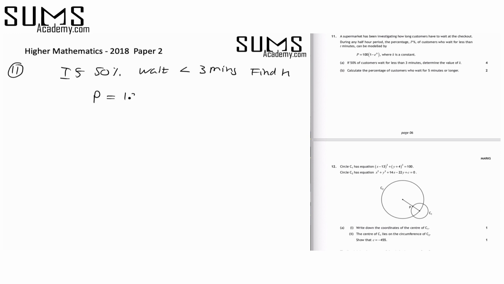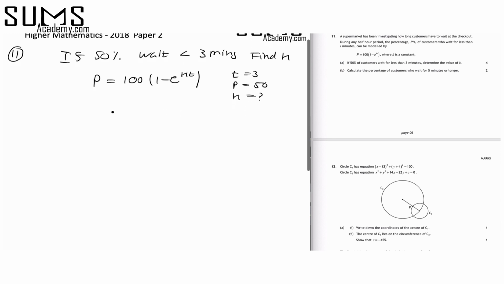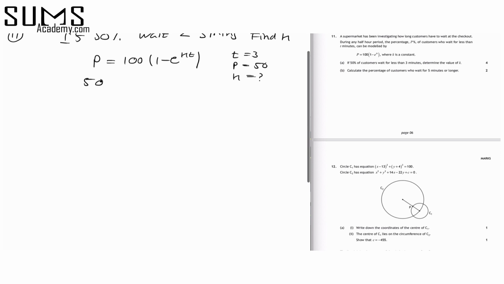So I'll write out the proper expression first. P equals 100(1 minus e^kt). So we want to know when t equals 3 and P equals 50, and k we don't know. So 50 equals 100(1 minus e to the k times 3). So 50 over 100 is just 0.5, which is equal to 1 minus e to the k3.